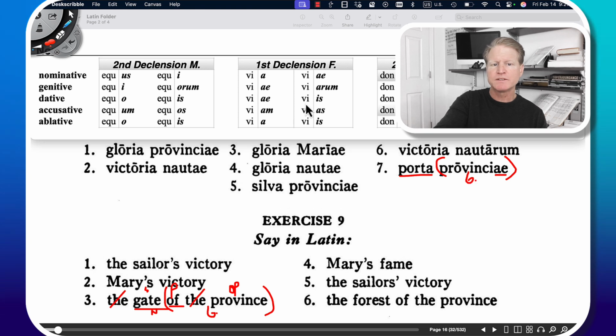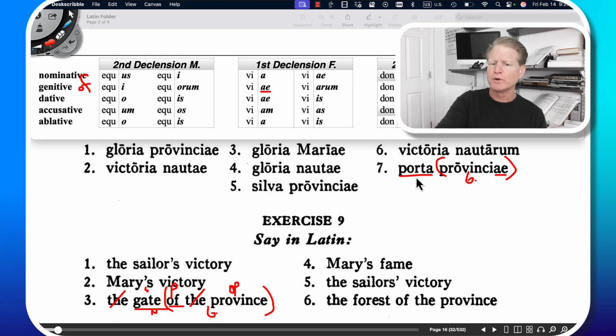So genitive case, and we use this genitive ending here. And remember, I told you that we're going to use the preposition of whenever we're dealing with the genitive, which is what we've got here. So via means of the road, viarum of the roads, provinciae of the province, porta provinciae, the port of the province, the gate of the province.